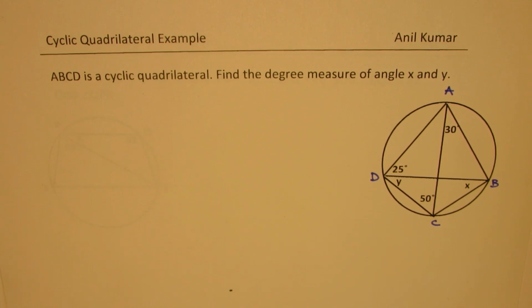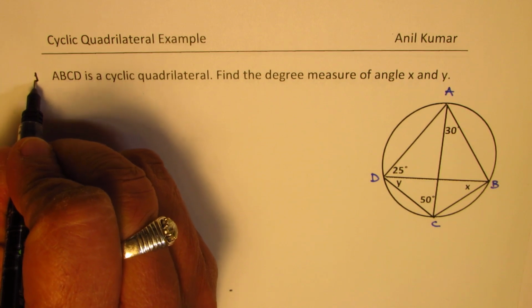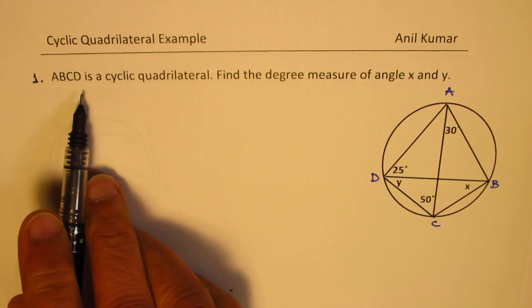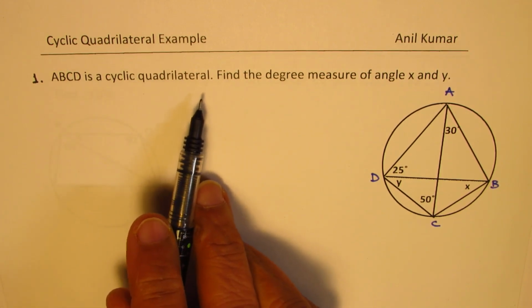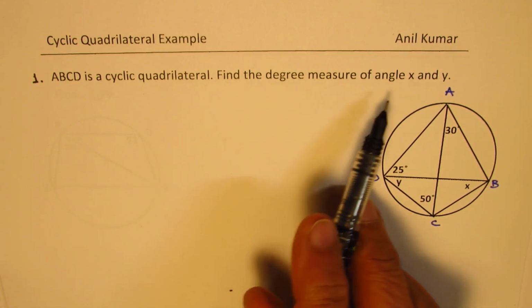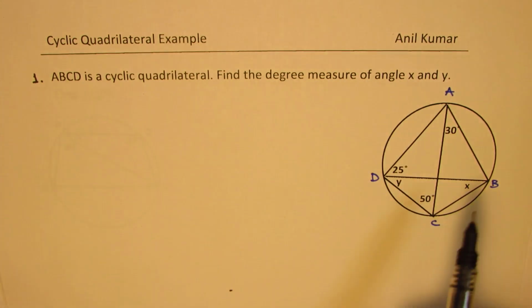We have 4 examples here. The first question is right before you. As we solve these questions, you will understand better how to work with cyclic quadrilaterals. So in our example number 1, we have ABCD is a cyclic quadrilateral. Find the degrees measure of the angle x and y.